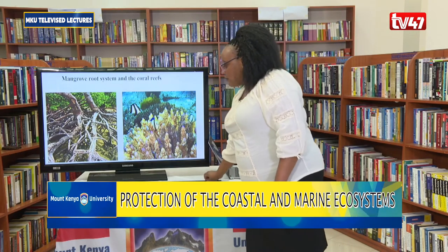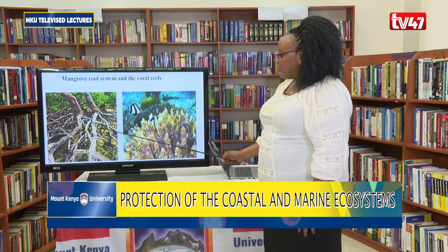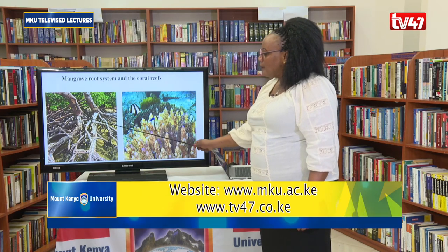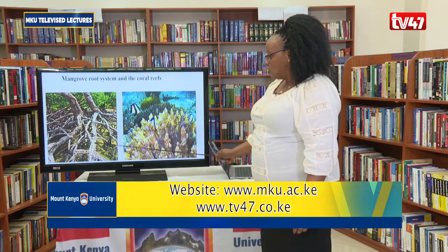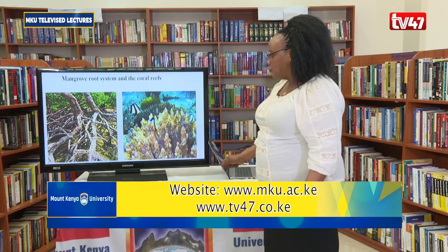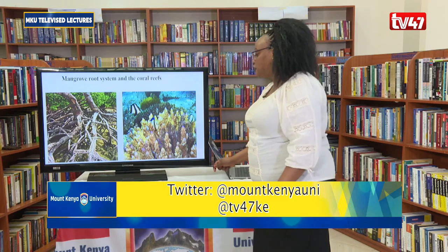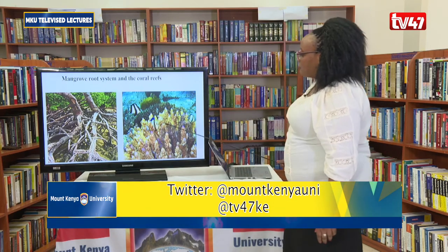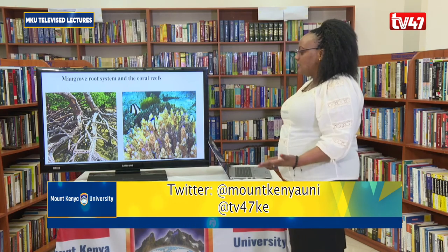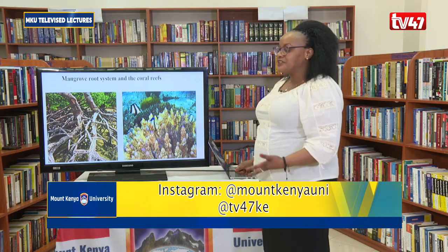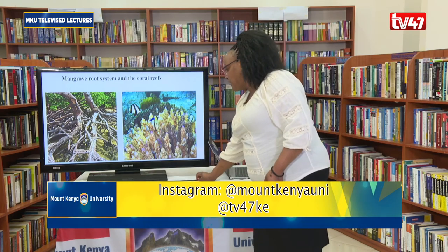Mangrove roots, which I say are very important and very strong, help most of the species to maneuver around doing their normal activities underwater. They also protect against siltation and soil erosion. Then we have the coral reefs here. This is the coral reef, which depends wholly on the mangrove trees to find its survival underwater.